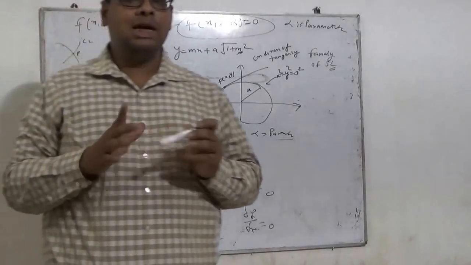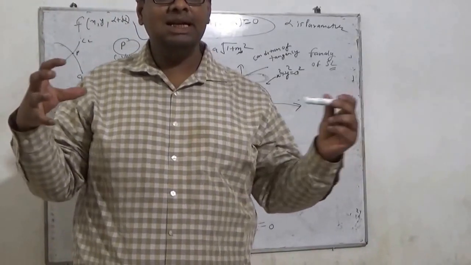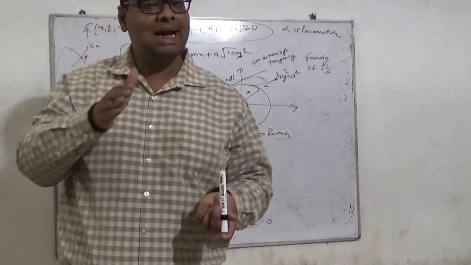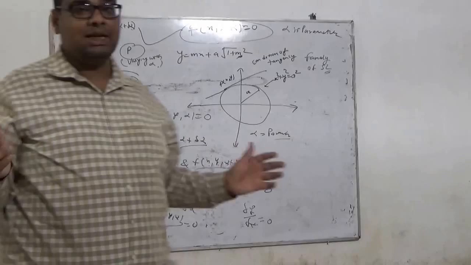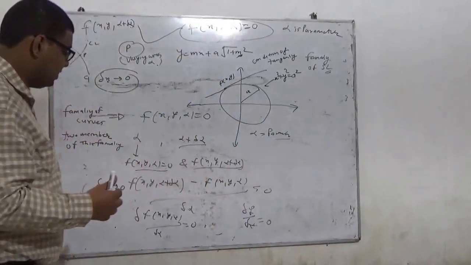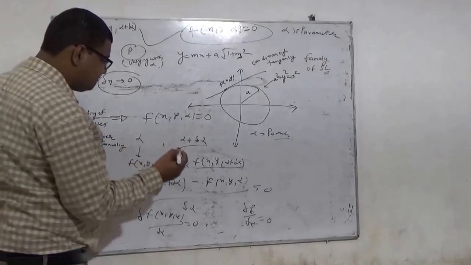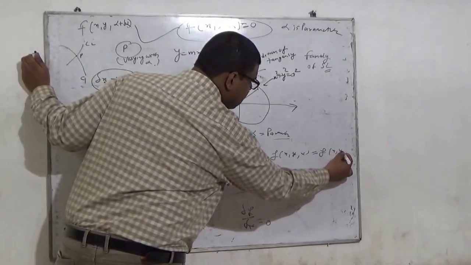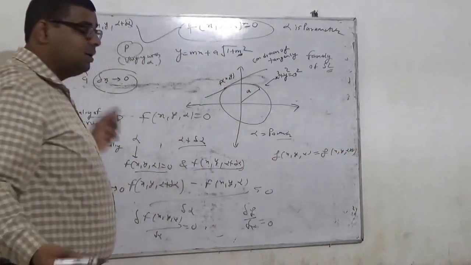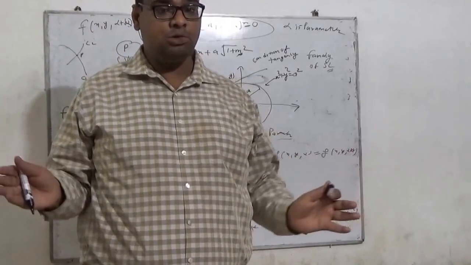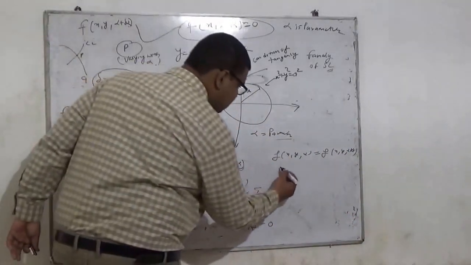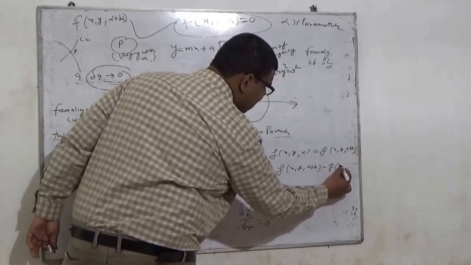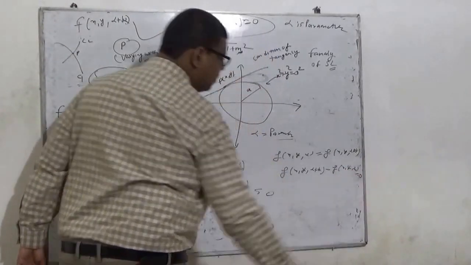Now from the definition of the envelope, members will intersect at the general point P, and that P point will tend to the definite points as del x tends to 0. So what will be the intersect of these two members? Intersection means I can write both equations as f(x, y, alpha) = f(x, y, alpha + del alpha). Because both curves are intersecting, I can compare these two curves. Now I can write f(x, y, alpha + del alpha) minus f(x, y, alpha) is equal to 0.